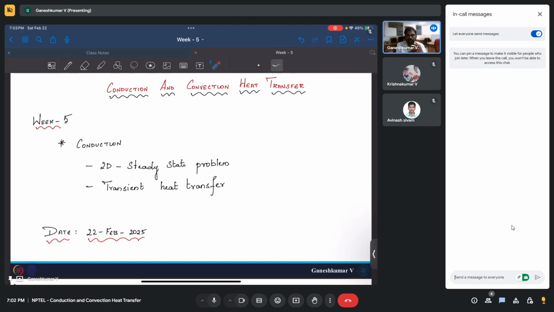Otherwise, transient heat analysis is something you need to know as part of a fundamental heat transfer course. And that's why I think in your class, in your assignments too, there are mostly transient heat transfer analysis questions.